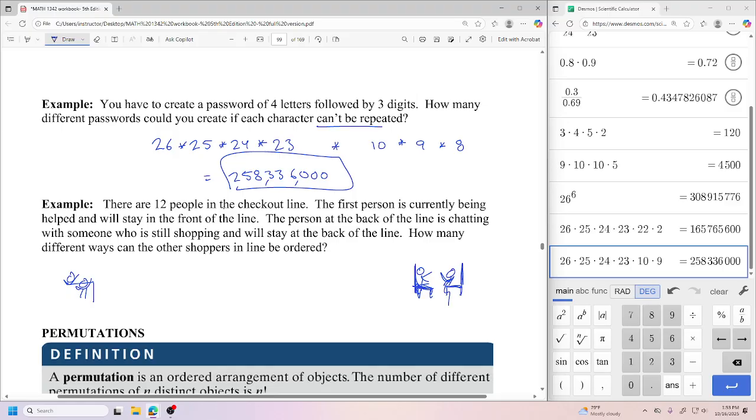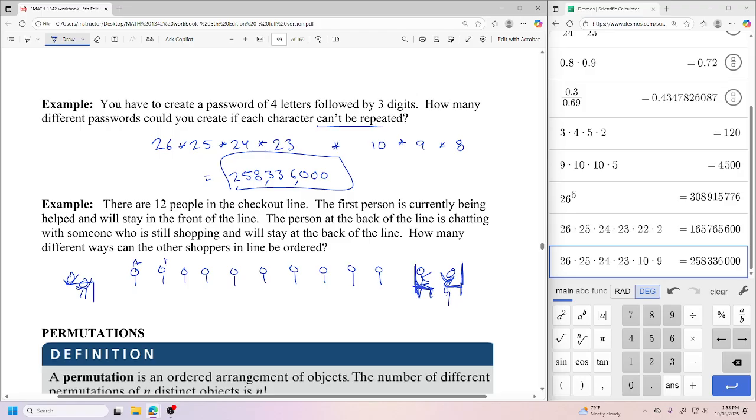Hey, I know you. So how many people in the middle? If we had 12 and they're being helped and he's talking, what do we got here in the middle? 10. 1, 2, 3, 4, 5, 6, 7, 8, 9, 10. I'm not giving them limbs. But now what we're going to do is take all these 10 people and rearrange them. How many different ways can we rearrange them?